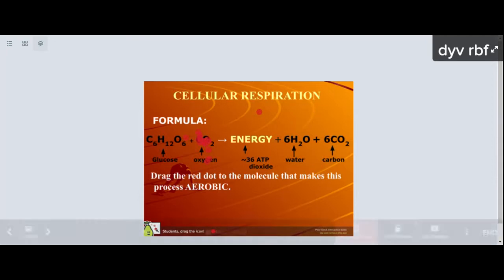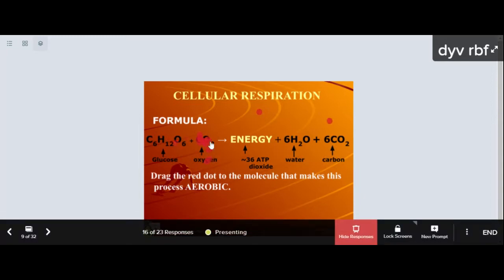So don't get confused, because there are some oxygens in the other molecules, aren't there? But what really makes something aerobic is gaseous oxygen that's either dissolved in water or in the air around us. The O2 molecules, that is molecular oxygen. And that's what really drives aerobic respiration.